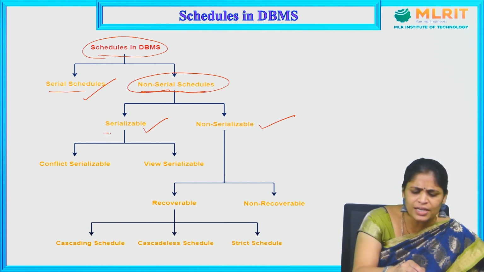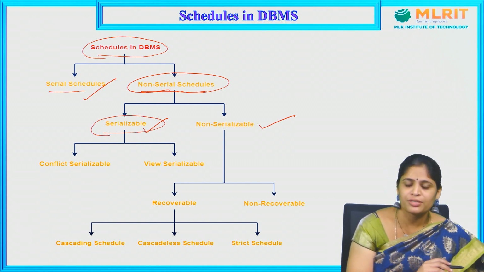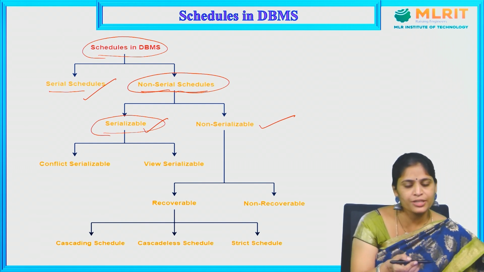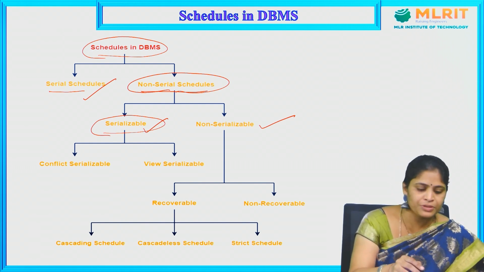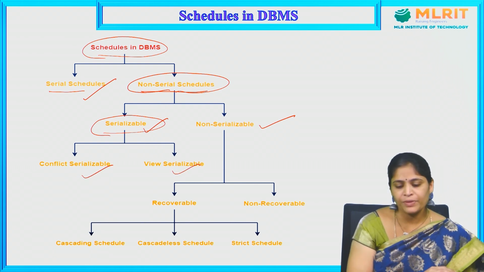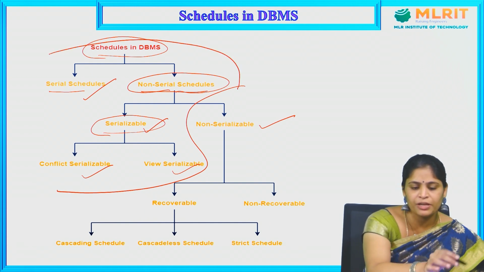So what is serializable? Ability to serialize. Ability to serialize what? The concurrent executions. To be able to serialize those executions, we have two types: conflict serializable and view serializability. Till here we have already discussed in our previous sessions.